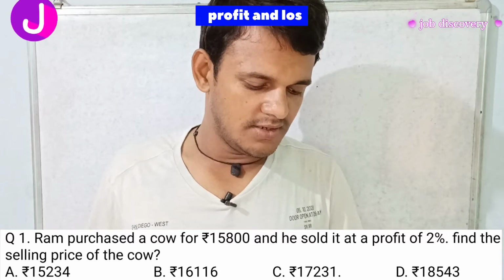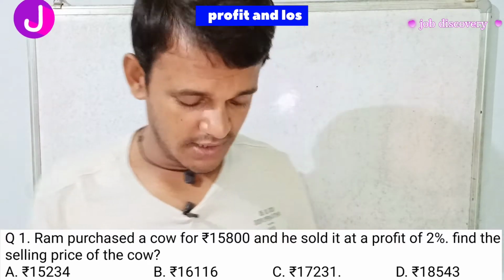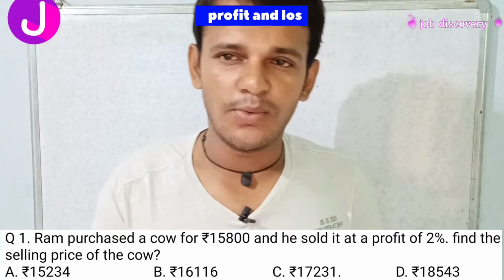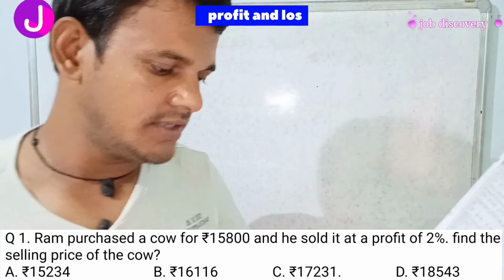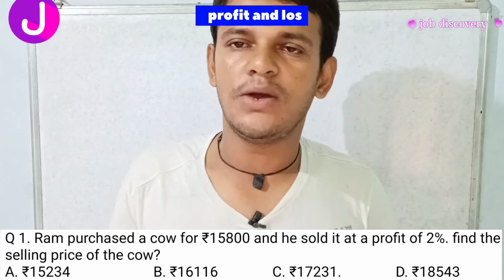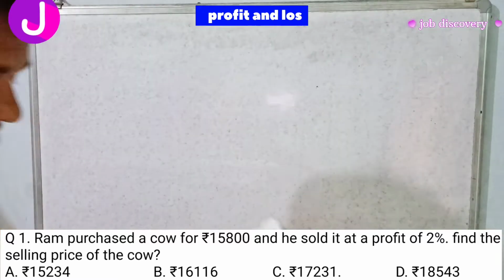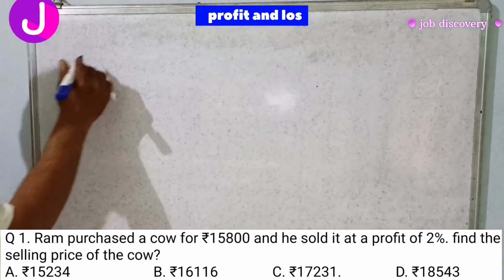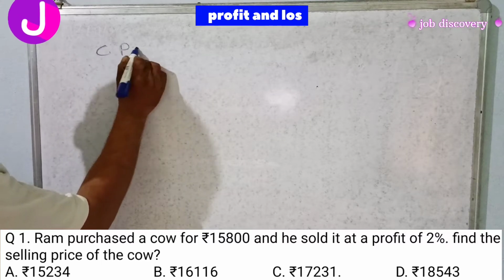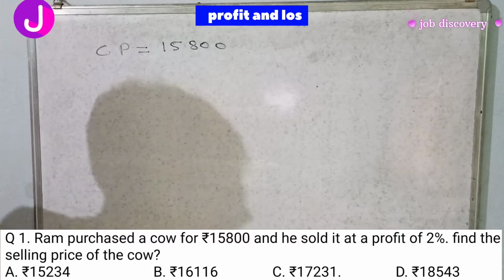Option A is 15,234. Option B is 16,116. Option C is 17,231. Option D is 18,543. Ram purchased a cow, so his cost price is equal to 15,800.